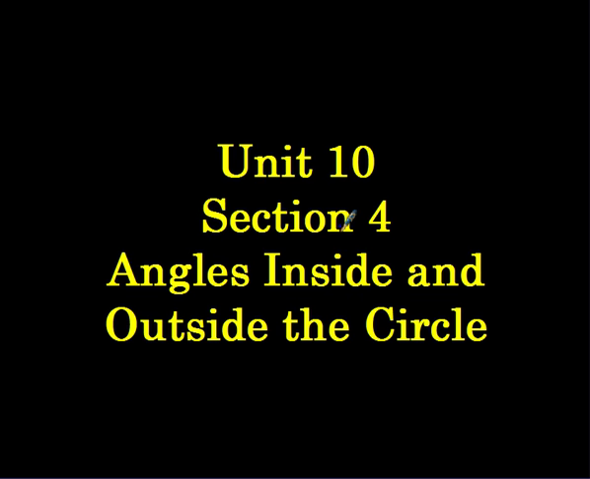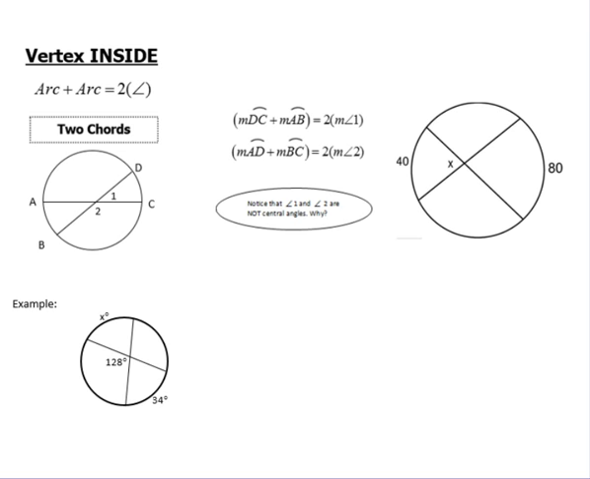We are today looking at section 4 of Unit 10. We're looking at angles inside and outside of the circle, so it still relates to what we were talking about in section 3. We have one more section after this. I think I may have lied to you in the last video, but one more section after this. Go up to 10.5. Alright, so let's take a look at this.